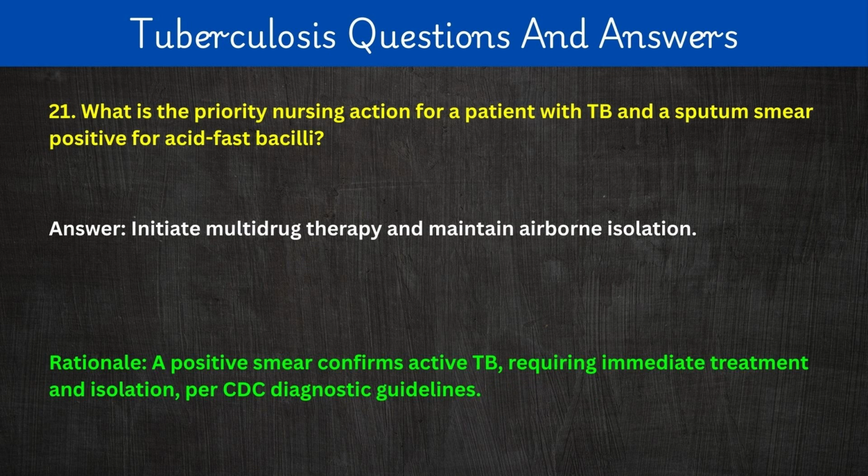21. What is the priority nursing action for a patient with TB and a sputum smear positive for acid fast bacilli? Answer: initiate multi-drug therapy and maintain airborne isolation. Rationale: a positive smear confirms active TB, requiring immediate treatment and isolation, per CDC diagnostic guidelines.